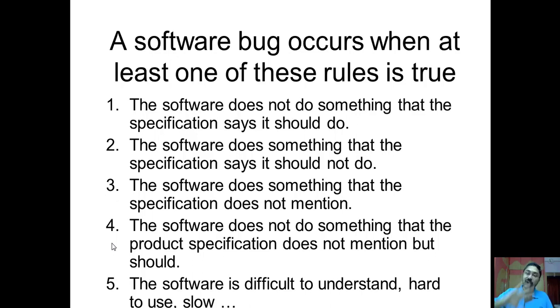So these are the 5 rules, and we have to put our software through these 5 rules, and based upon that we can find out which things are called a bug and which things cannot be called a bug. Okay, I'll repeat once again. The first thing is the software does not do something that the specification says it should do. So here the specification says a particular thing should be done, but our software is not doing it. That is a bug.